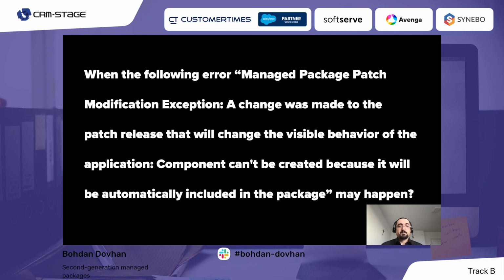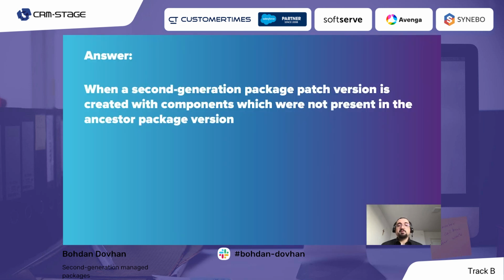a positive number. The next, the following error, managed package patch modification exception, a change was made to the patch release that will change the visible behavior of the application component, cannot be created because it will be automatically included in the package, may happen. And the answer is when a second generation patch version is created with components which were not present in the ancestor package version. So you have the same restrictions that you have for classic packages patch versions. You cannot include new components. So the same applies for the second generation package version. You cannot include new components in patch versions of the second generation package versions.